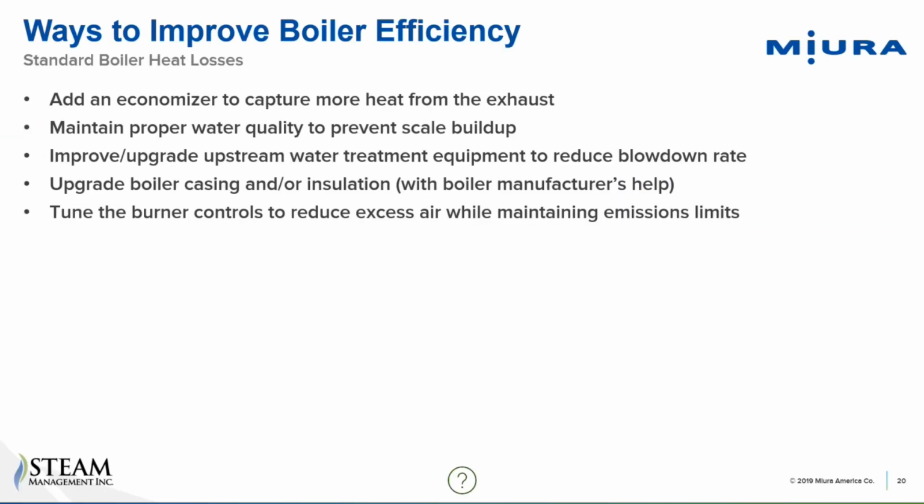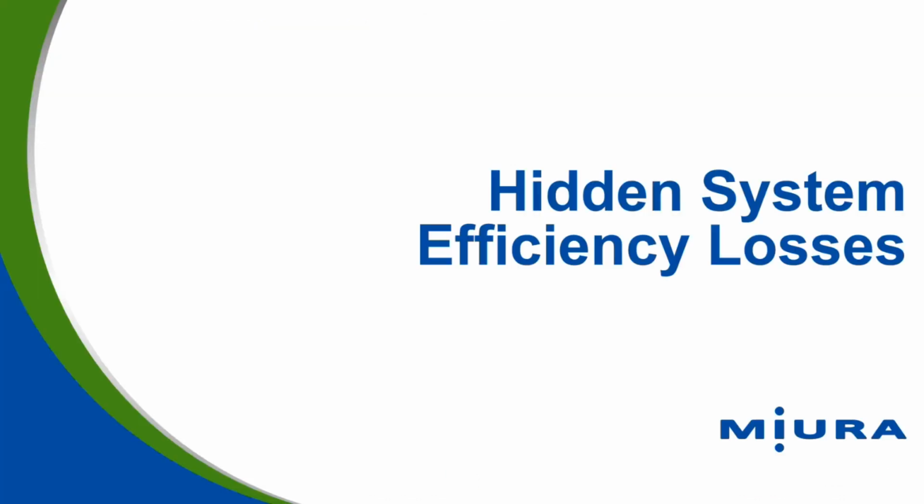So I think we have a poll again here before we move on to other system efficiency losses. Have you considered or implemented any of these efficiency improvements in your facility? Adding an economizer, upgrading water treatment equipment, enhancing boiler casing or insulation, tuning burner controls. None of those yet, but planning to.